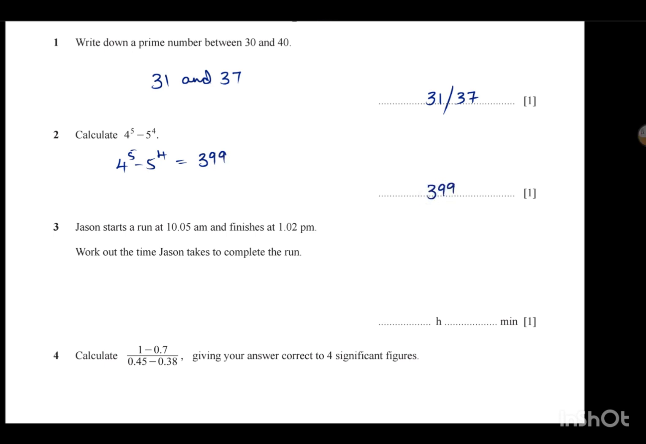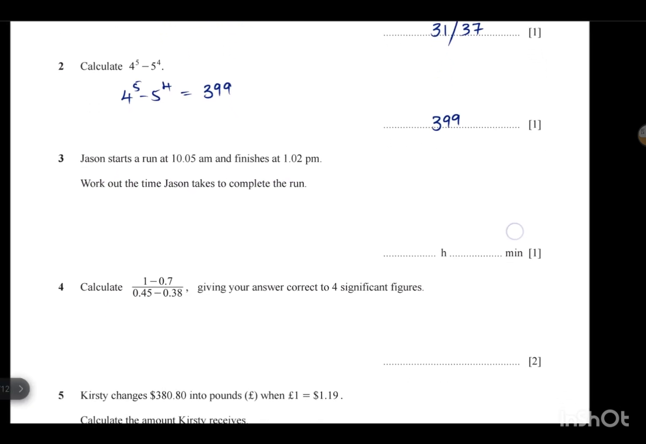Question number 3. Jason starts a run at 10:05 a.m. and finishes at 1:02 p.m. Work out the time Jason takes to complete the run. So this is time duration we need to find out. 10:05 to 1:02.